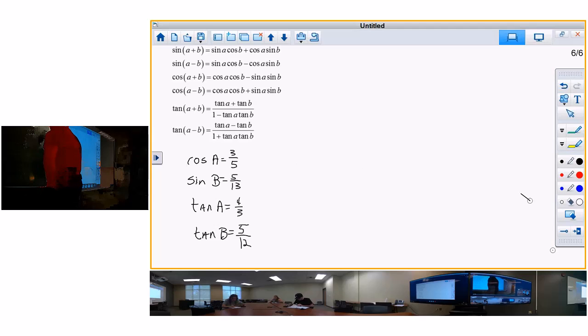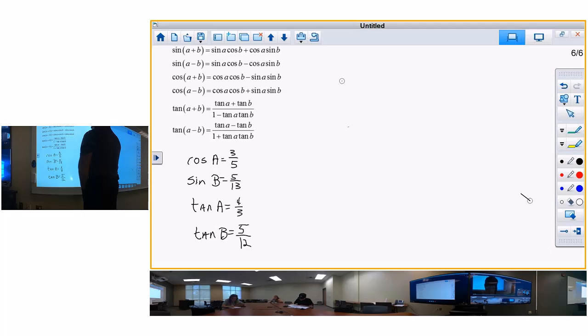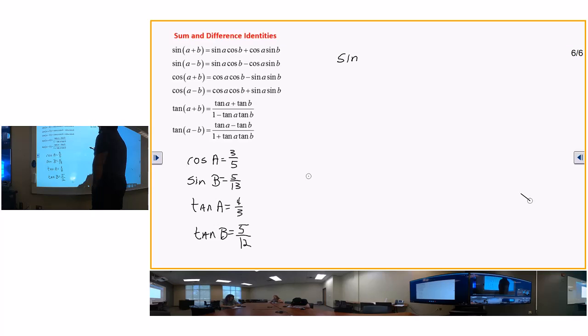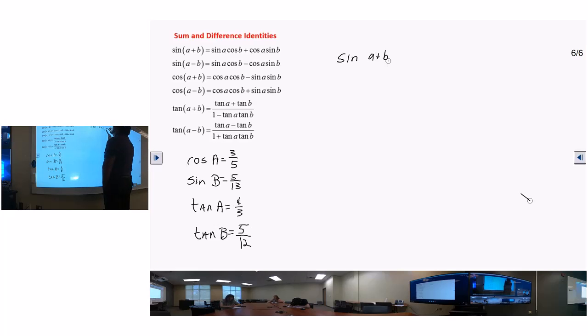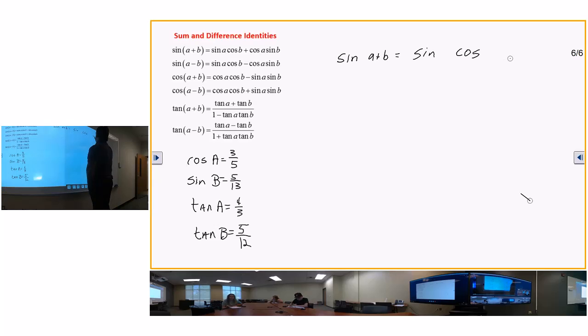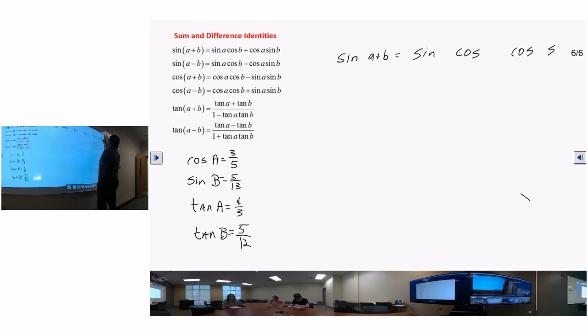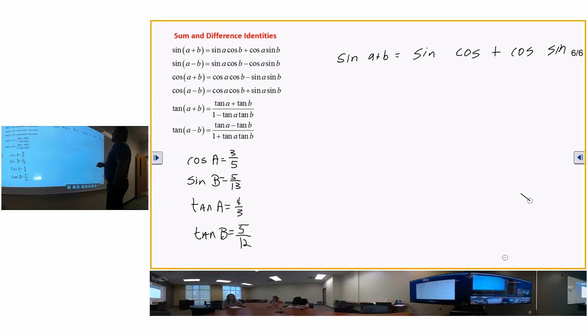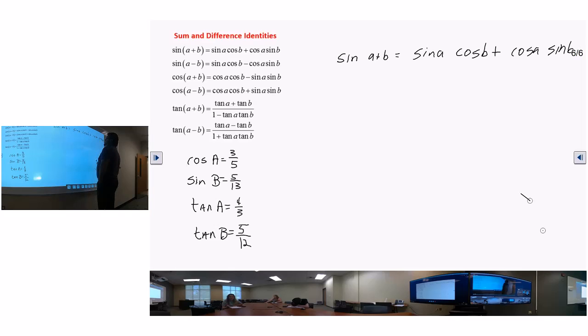All right, so here we go. I think we wanted the sine of A plus B. Well, let's just write it out. Sine of A plus B is equal to sine cosine and what? Cosine sine, and that's going to be a plus. And the sine, we're going to do the sine of A, cosine of B, and cosine of A, sine of B. So now we just plug and chug.